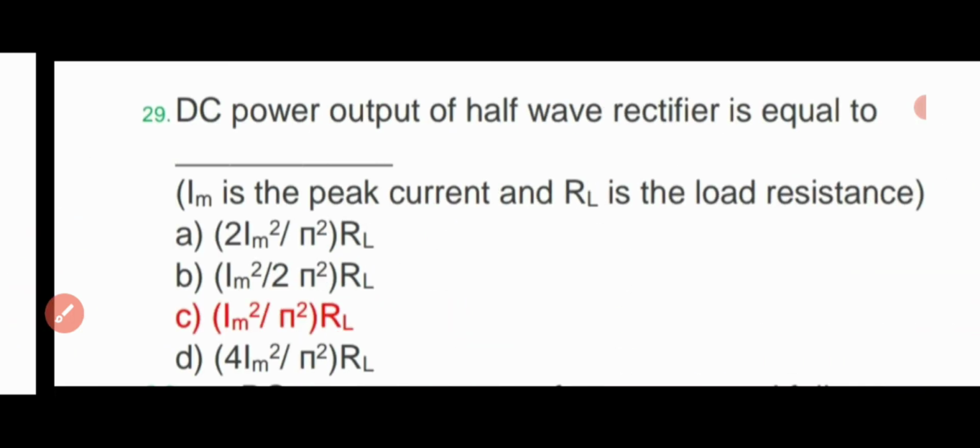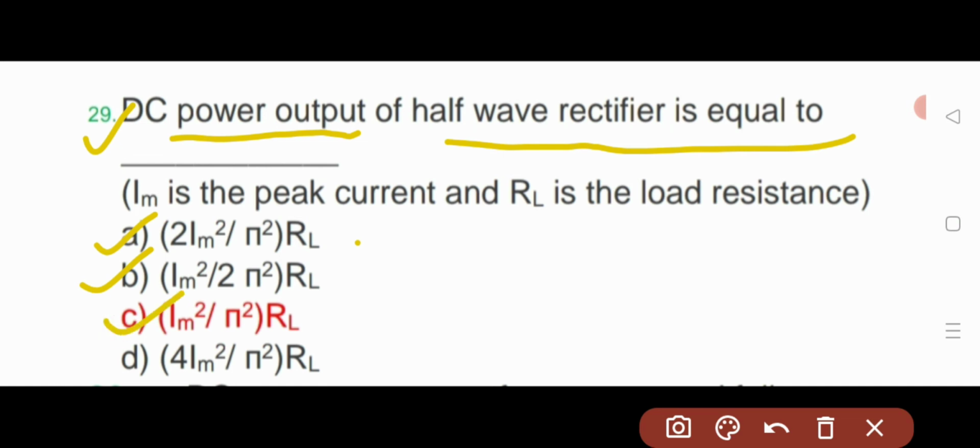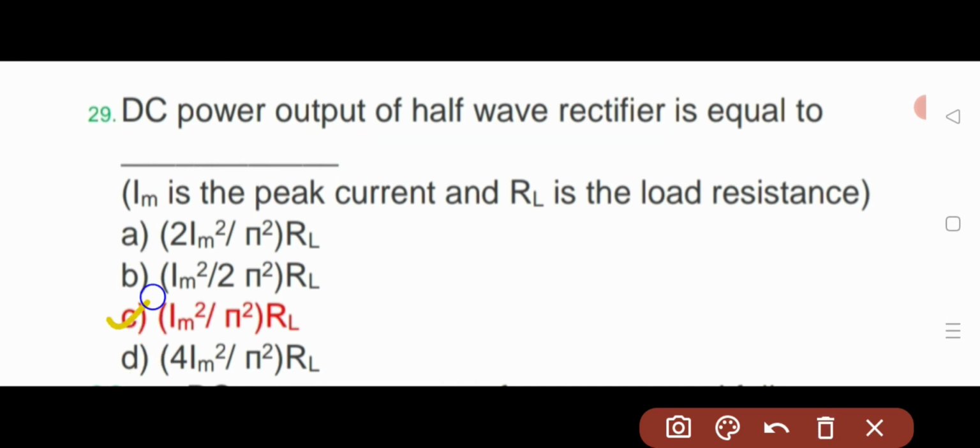Next question. Question number 29. DC power output of half wave rectifier is equal to option A 2 IM square upon pi square into RL, option B IM square upon 2 pi square into RL, option C IM square upon pi square into RL, option D 4 IM square by pi square into RL. Then the answer is IM square upon pi square into RL.